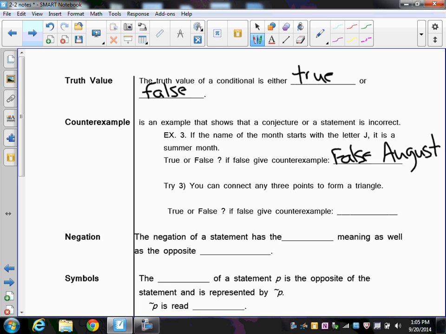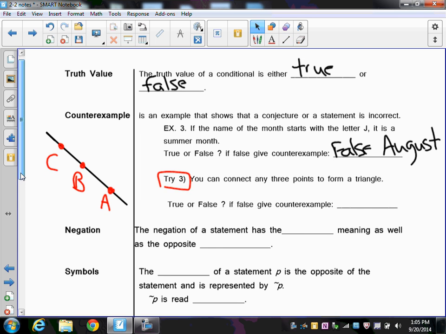This one here, try number 3, you're encouraged to try this, but I think you might struggle because we haven't talked about triangles so much. The counterexample comes if we have 3 points all on the same line. So if I have points A, B, and C, I can never connect those 3 points to form a triangle. They form a line. So we would call these collinear points. So that would be the counterexample for number 3, which says you can connect any 3 points to form a triangle.